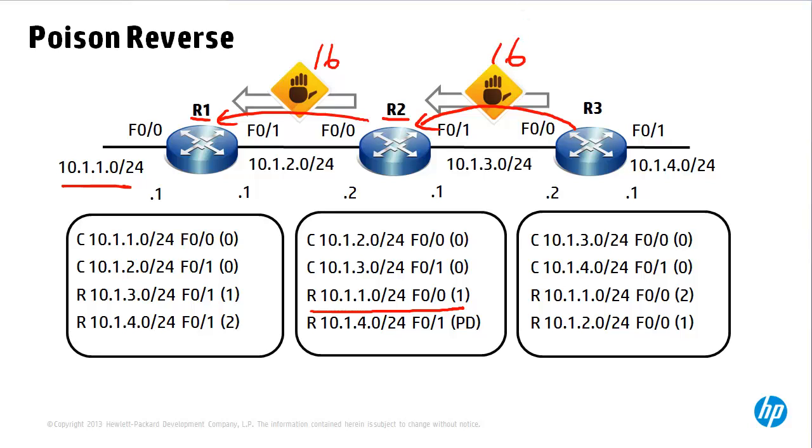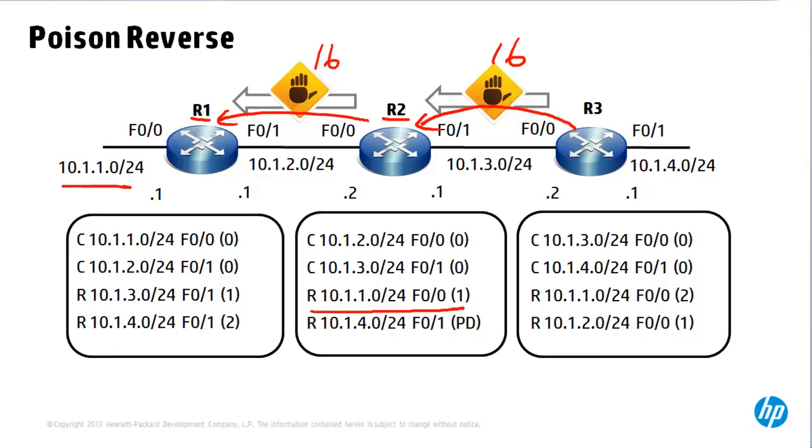The disadvantage of poison reverse is that it puts more overhead on the network because routing updates contain more information. They also contain information about routes that have been poisoned. However, it's more robust. So rather than saying nothing, the router uses the premise that bad news is better than no news.